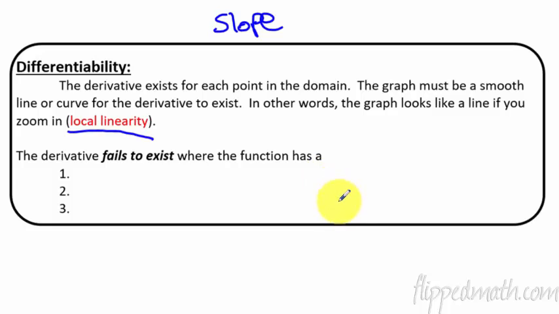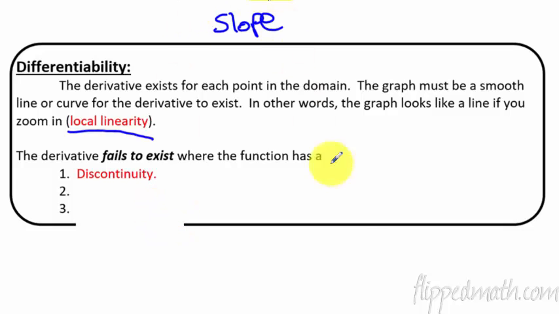Okay, so there are times when a derivative does not exist, when the derivative fails to exist. So when does this happen? The first place that happens is on a discontinuity.